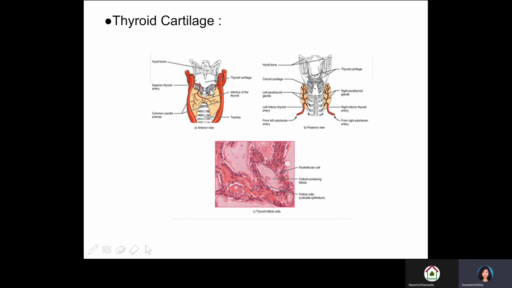This is the picture of the thyroid cartilage. It is bilobed in nature. This is known as the isthmus or the junction, and these are the 2 lobes of the thyroid cartilage. Whenever there is pharyngitis, there would be inflammation.